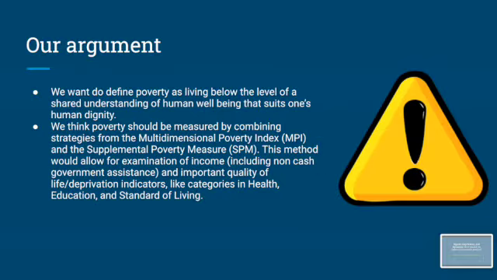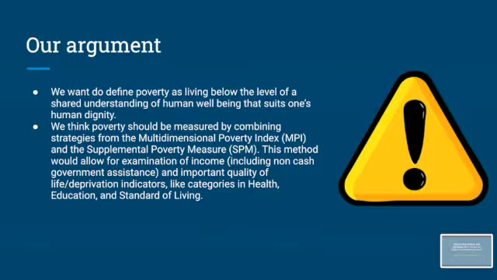So in order to measure poverty, to then figure out who is in need of help in our society, we think poverty should be measured by combining strategies from the Multidimensional Poverty Index, or the MPI, and the Supplemental Poverty Measure, which is the SPM, both of which we've learned about in class and talked about. This method would allow for examination of income, and that would include non-cash government assistance, which we think is important to the full picture, and important quality of life and deprivation indicators. So we've got categories in health, education, and standard of living. All of these things we think are really important for getting a full picture of who is in poverty and who is not.